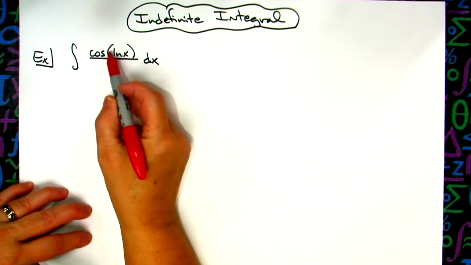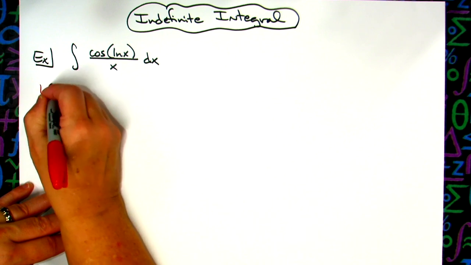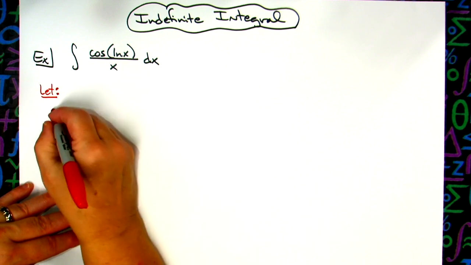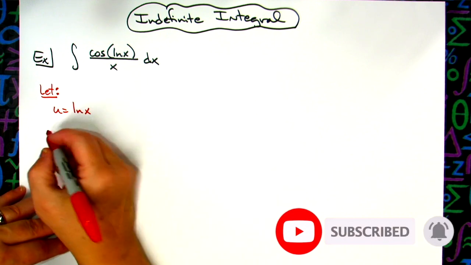So the first thing I'm going to do is take that inside part of that trig function, and that's what I'm going to let my u be. So we're going to let u equal the natural log of x. At that point, I'm going to take the derivative of both sides.